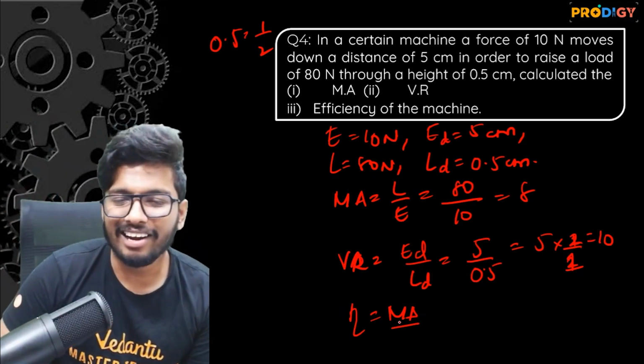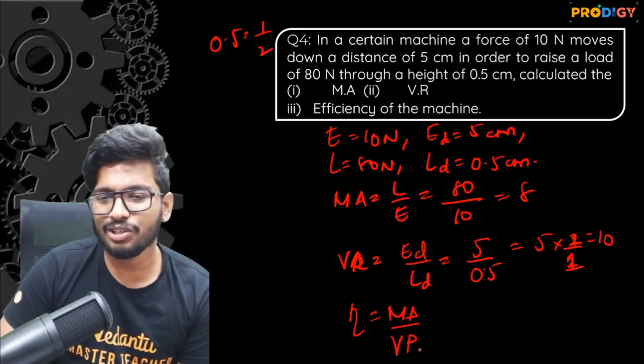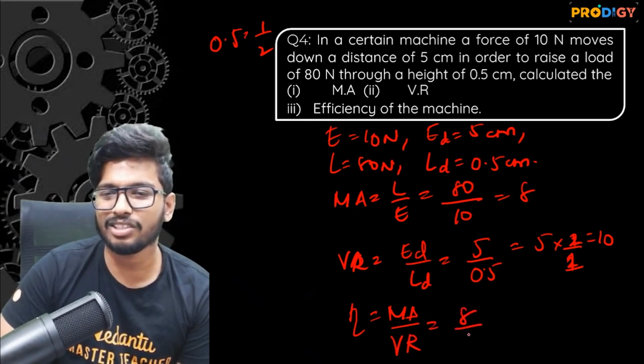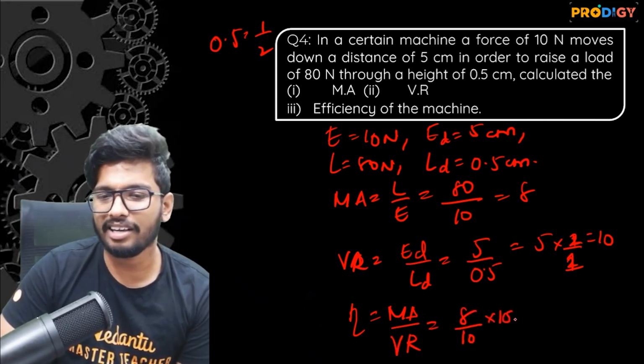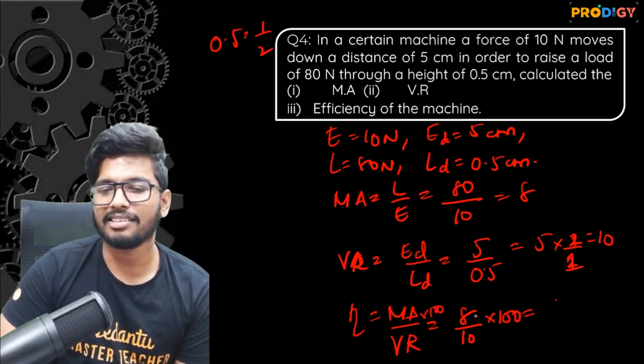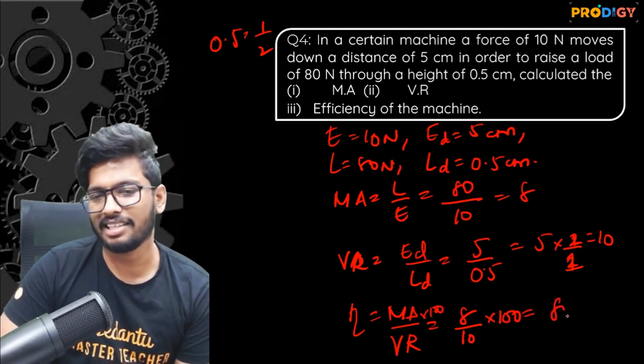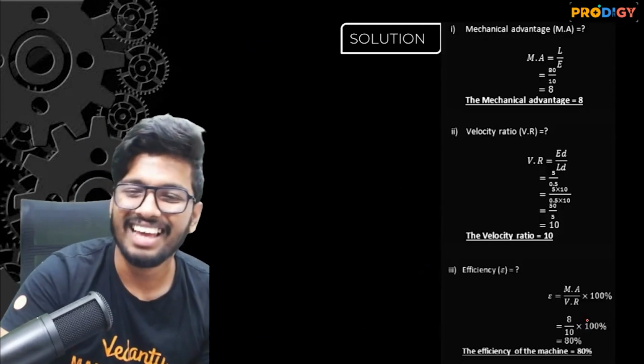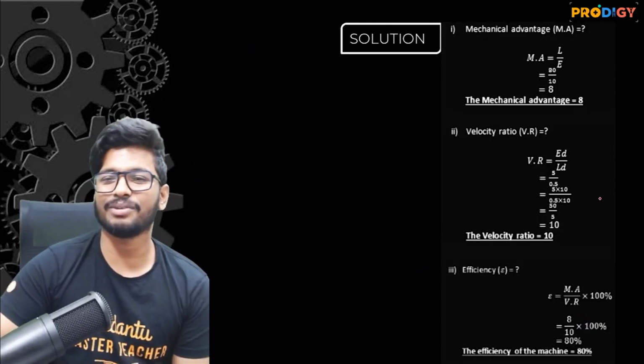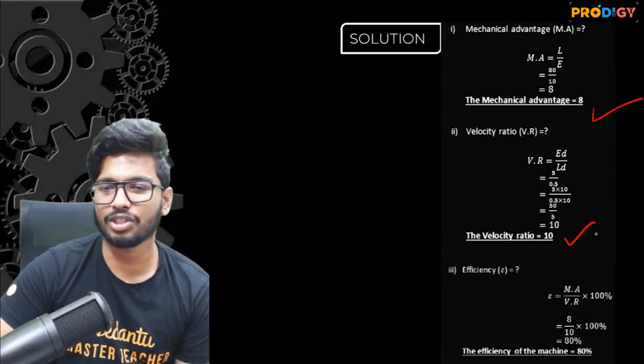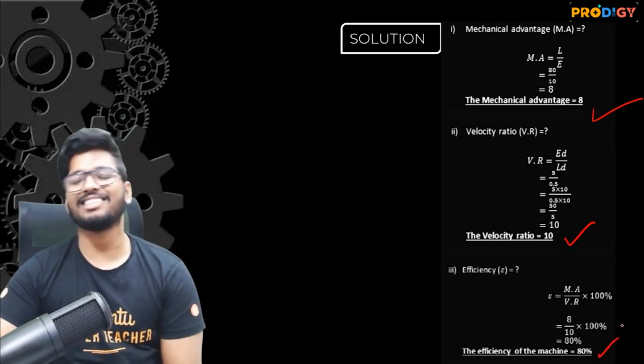That's why. Alright, mechanical advantage divided by velocity ratio. So mechanical advantage is 8, velocity ratio is 10, into 100 is the formula. So into 100%, 80% would be the efficiency. That is the answer, guys. The answer to this question is mechanical advantage being 8, velocity ratio is 10, and your efficiency is 80%.